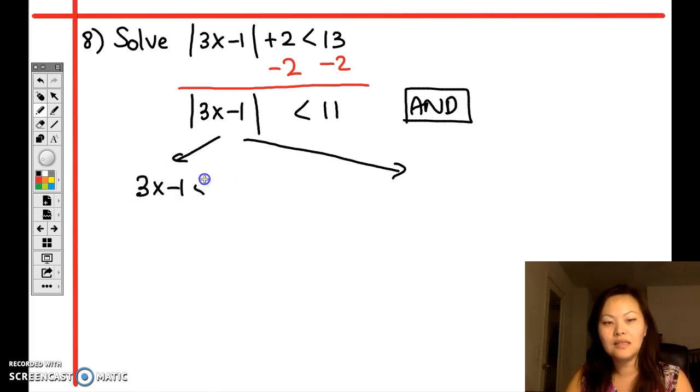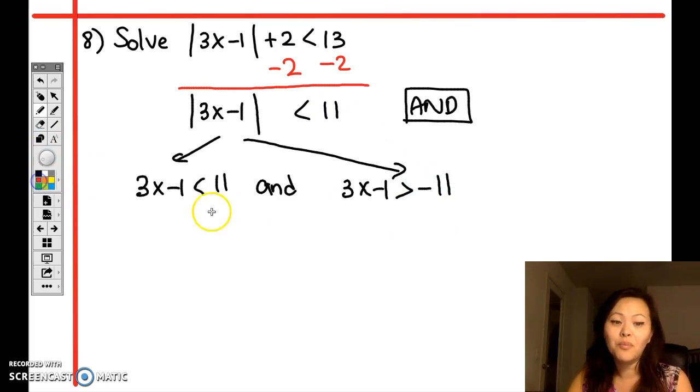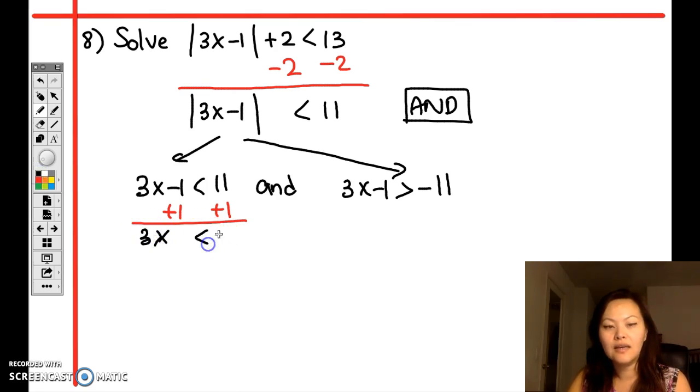3x minus 1 is less than 11. And 3x minus 1, the inside stays the same. And then you change the symbol, and then the 11 turns into a negative 11, right? Now from that point on is very self-explanatory, right? So you add 1 to both sides. So 3x is less than 12. Divide both sides by 3. And you have x is less than 4.